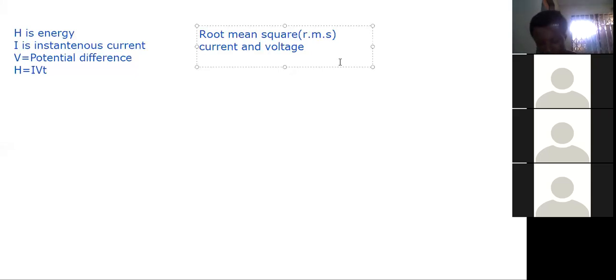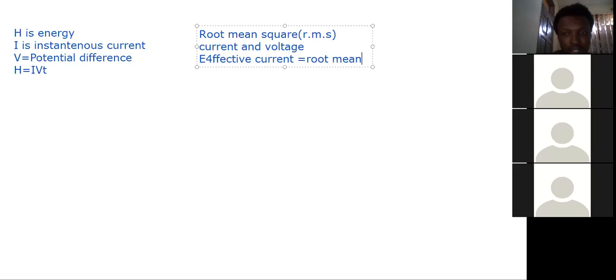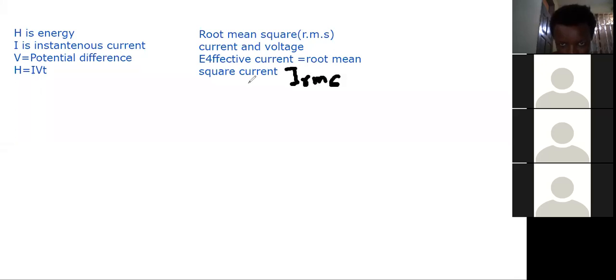Now, the average value of the current. What I was talking about, the effective current, is normally given as the root mean square current, I RMS. And that of the voltage, the effective voltage, is given by V RMS.